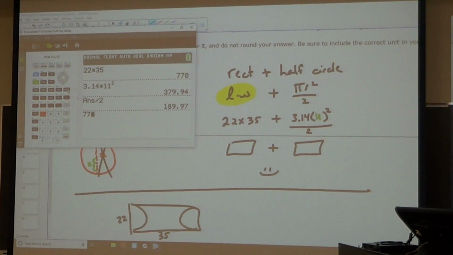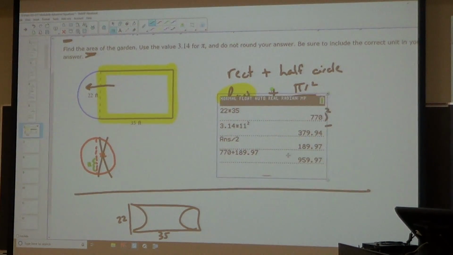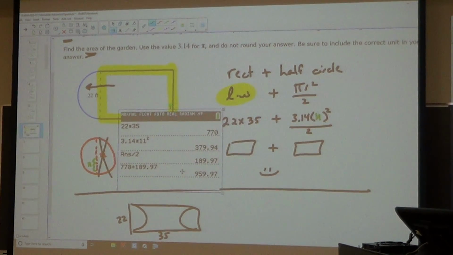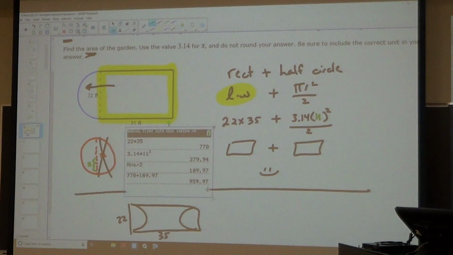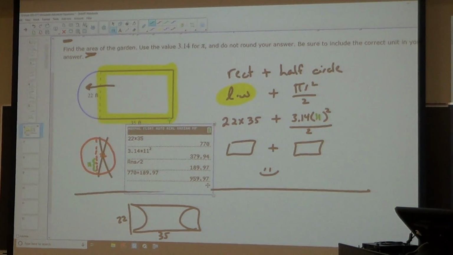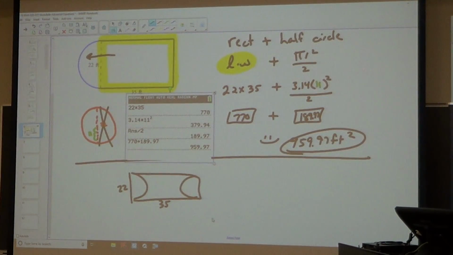So we're going to do 770 plus 189.97. So your final answer is 959.97. The first answer was 770, and the second answer was 189.97, so 959.97 feet squared. Now, if it looked like the second picture, what do we have?